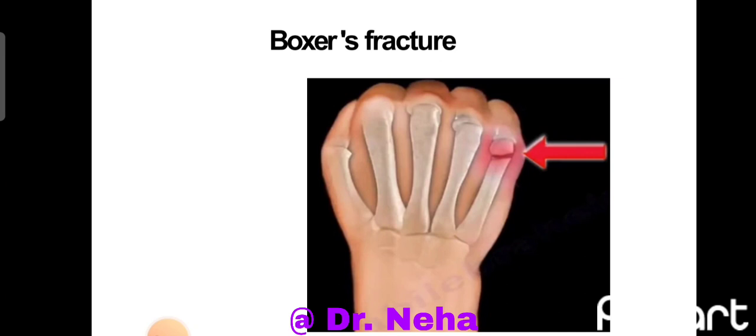In the next video, I will discuss about the rest of the part of the hand, that is the palmar faces. So in this video, I have discussed about the muscles, their actions, attachments, and related clinical anatomy.